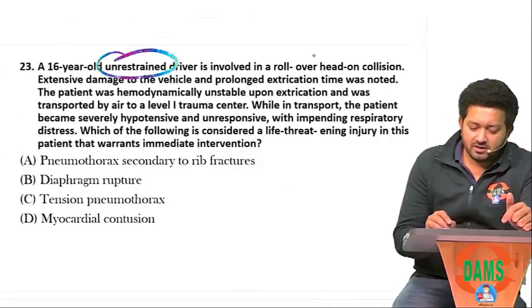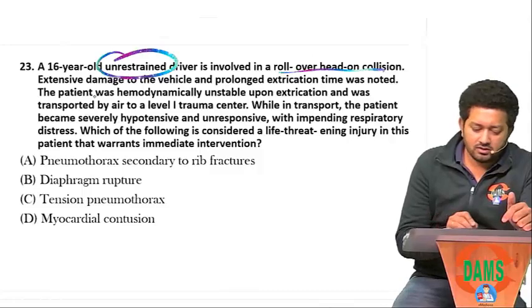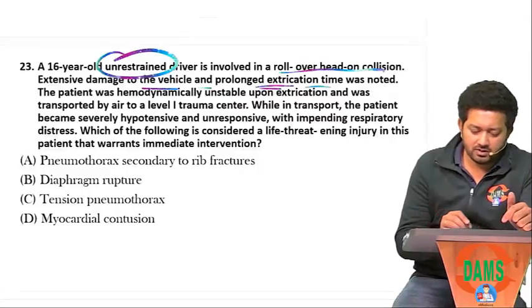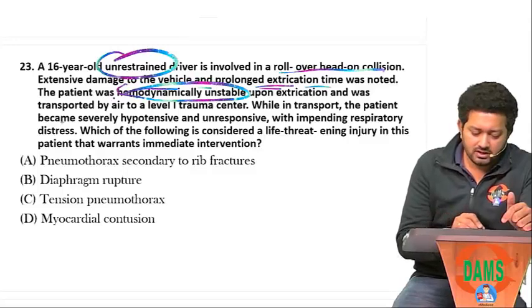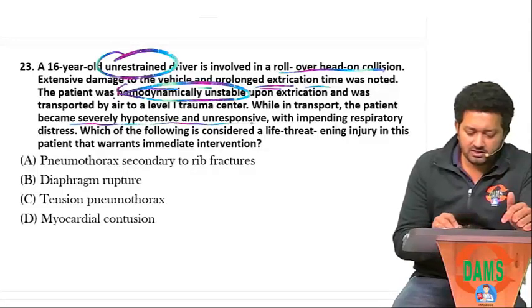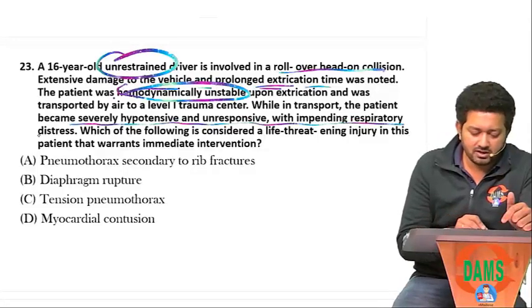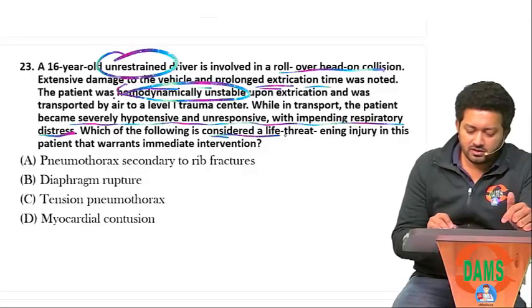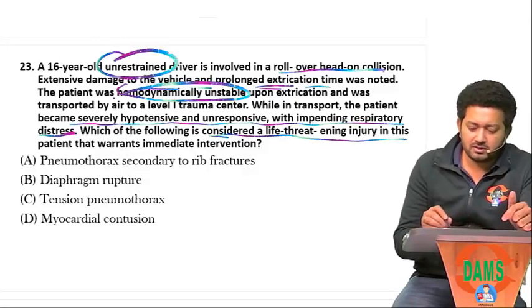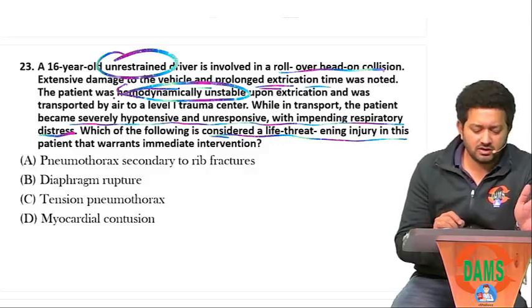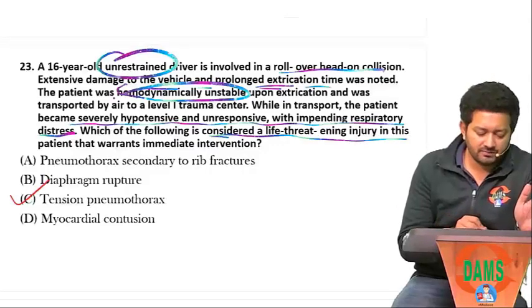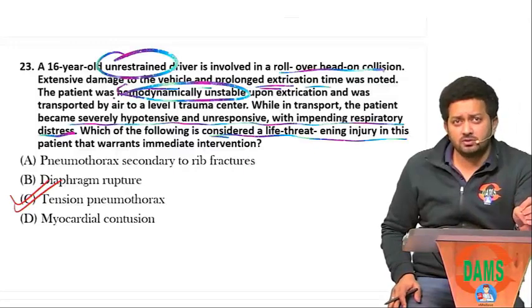Unrestrained means the seat belt was not used. Head-on collision, damage to the vehicle, and he was removed from the vehicle after some time. Unstable patient, transported to a trauma center. During transport, severely hypotensive, unresponsive with respiratory distress. Which of the following is considered a life-threatening injury to this patient? This is a very easy question. Among all these, the most dangerous is tension pneumothorax.